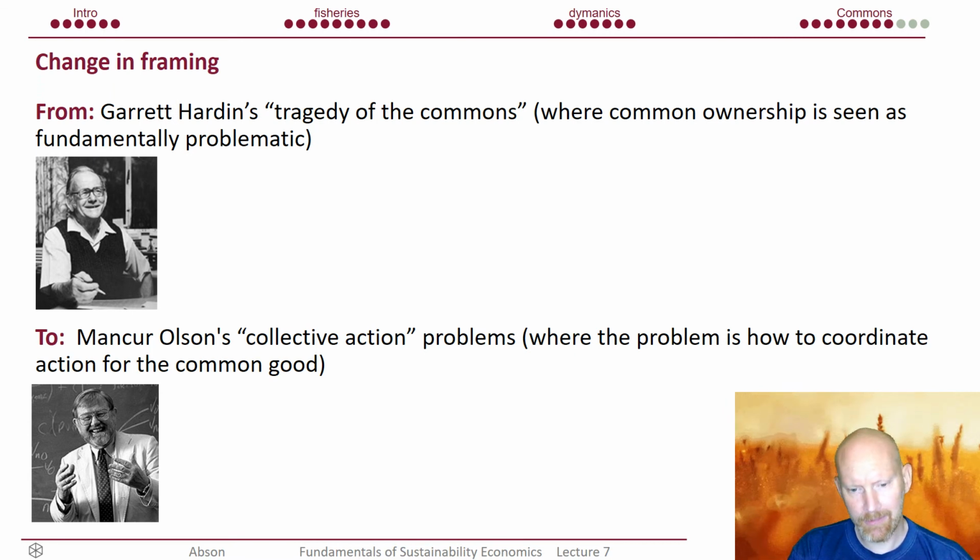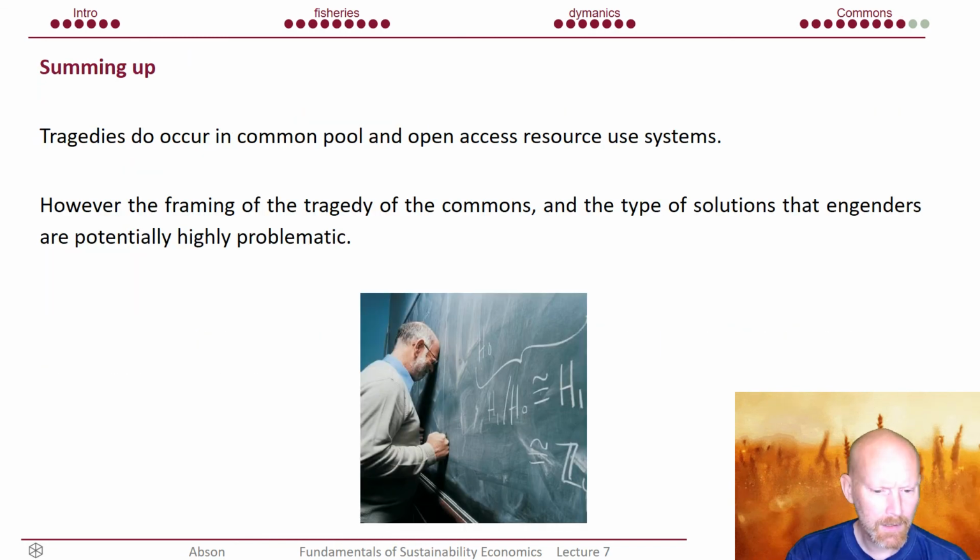And hopefully we'll talk more about this in the seminar, but for me that's a fundamentally different way of understanding the world. If you understand the commons as being the problem, then you have to get rid of the commons. But many things are managed or exist as commons for very good reasons. And if you see the problem more as how to have good collective action, then it completely reframes the way you think about how to effectively or sustainably manage those resources. So, just summing up, tragedies do occur in common pool resource and open access resource systems. However, the framing of the tragedy of the commons and the type of solutions that it engenders are potentially highly problematic, and this we'll talk about more.